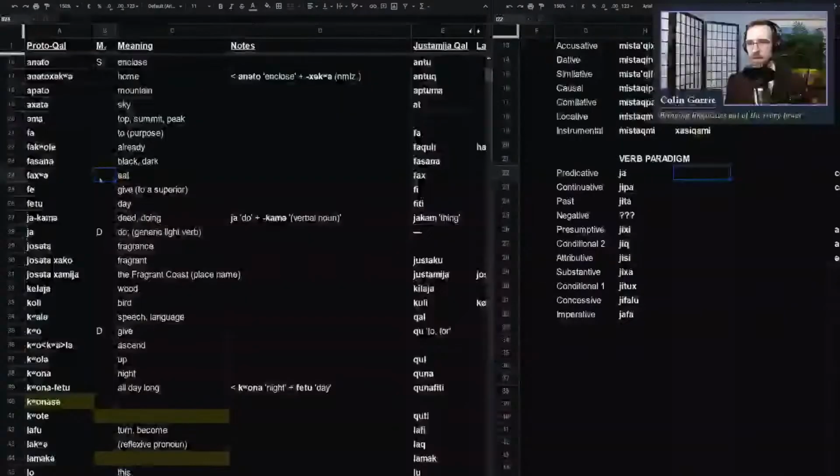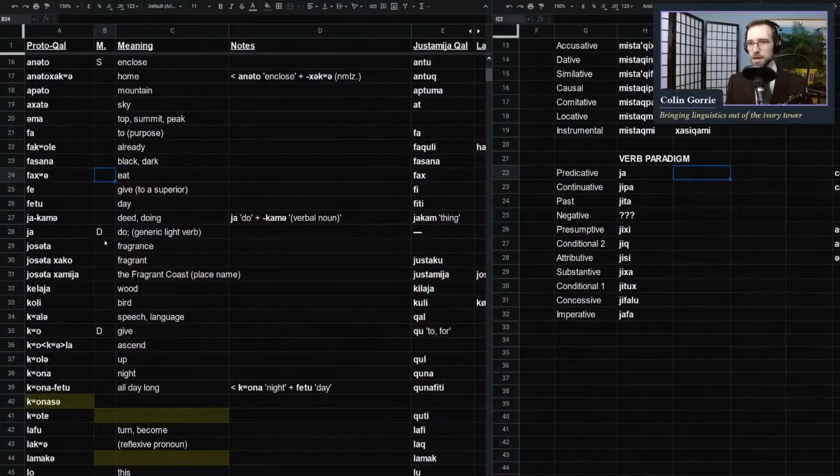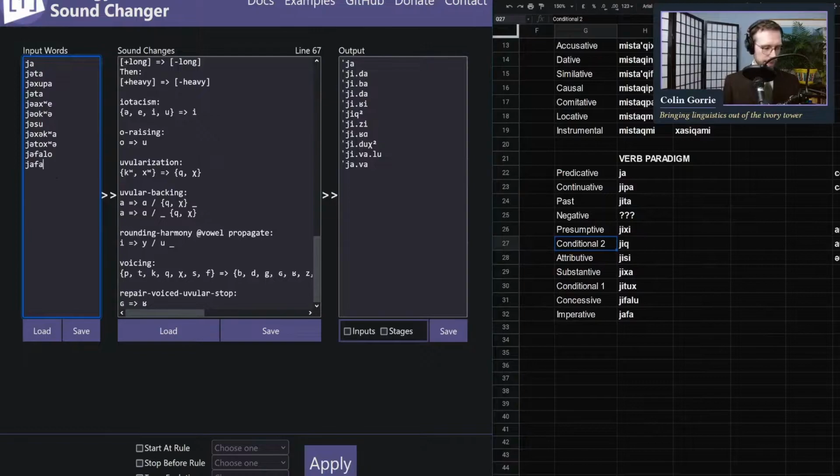So let's find a good verb. I feel like anato, that's a good one. To enclose. Anato. So let's go over here and put that here and just copy all of these over. And then we have anato for all of these.